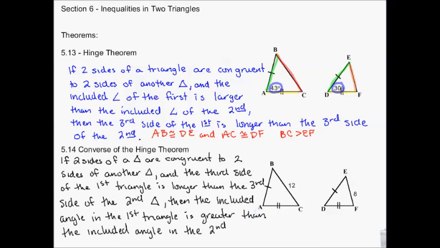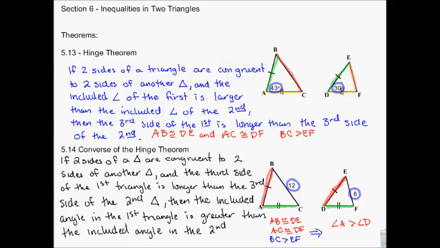So what we have is AB is the same length as DE again, and then we have AC being the same length as DF. But then what we get is that this side is bigger than that side. So BC is going to be greater than EF. And that's going to give us a situation where angle A is going to be greater than angle D. So here we had the angles, the bigger angle made the bigger side. Here we have the bigger side makes the bigger angle.